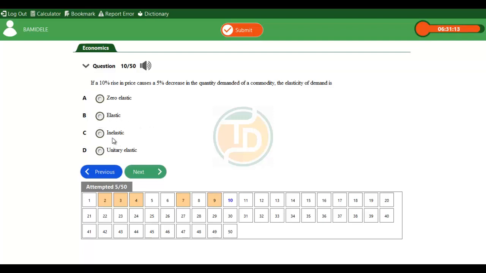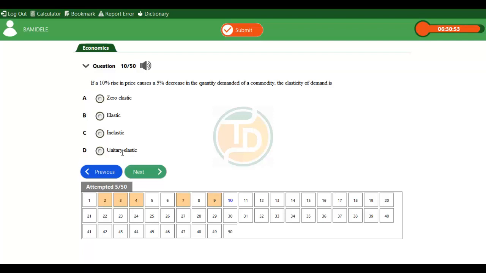Option C talks about inelastic. Inelastic can also be called fairly inelastic demand. It occurs when the coefficient of price elasticity of demand is lesser than 1. It means when there's a change in price, it's going to bring about a lesser change in quantity demanded.